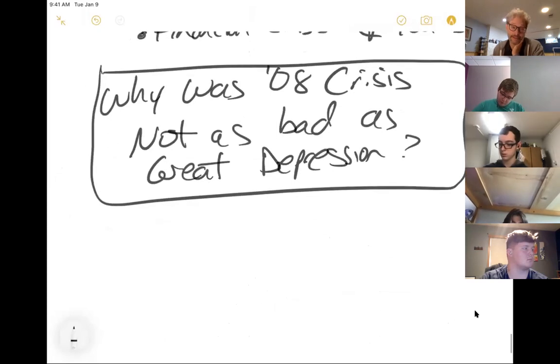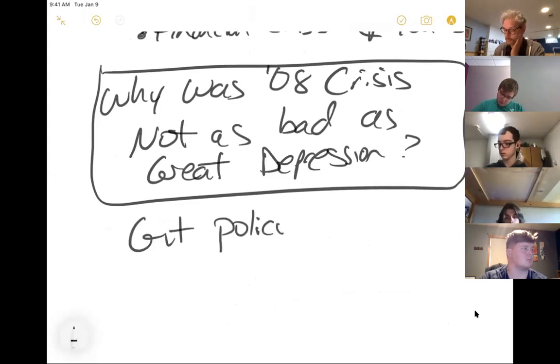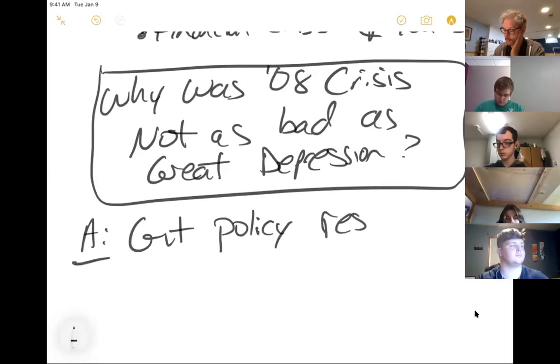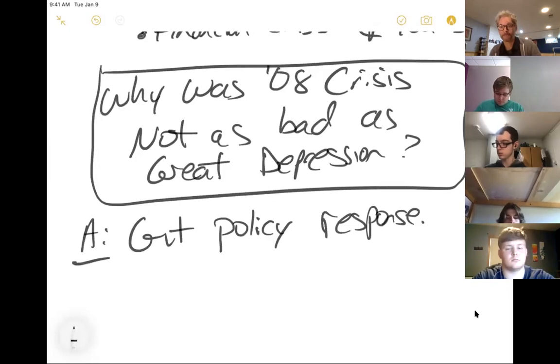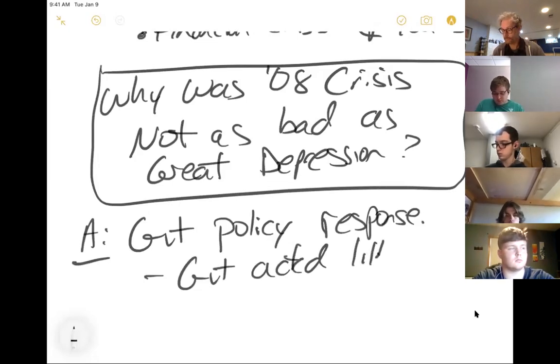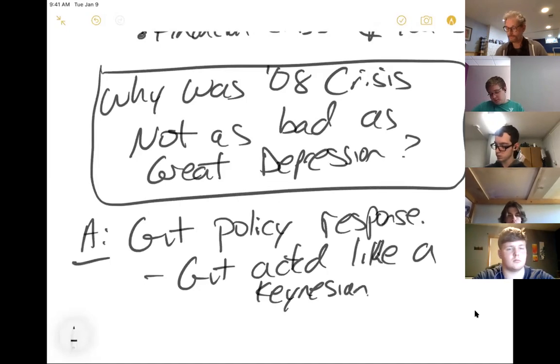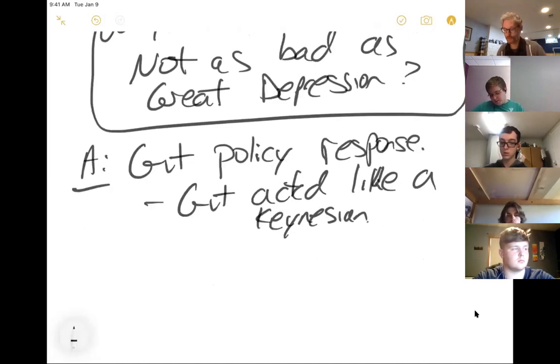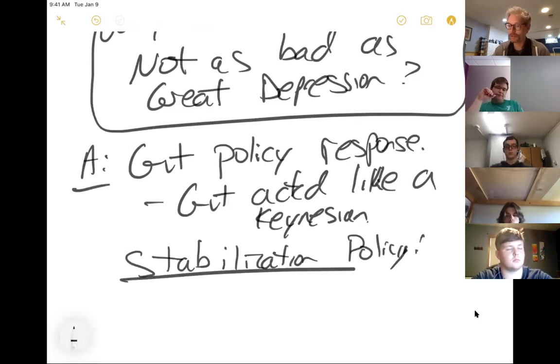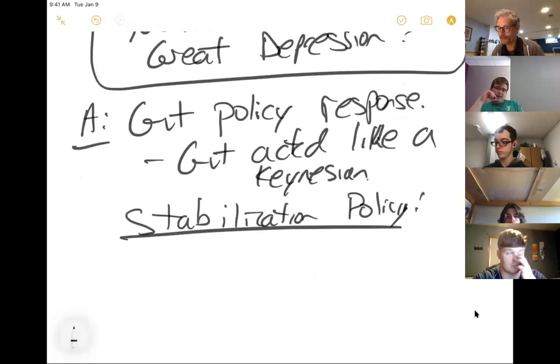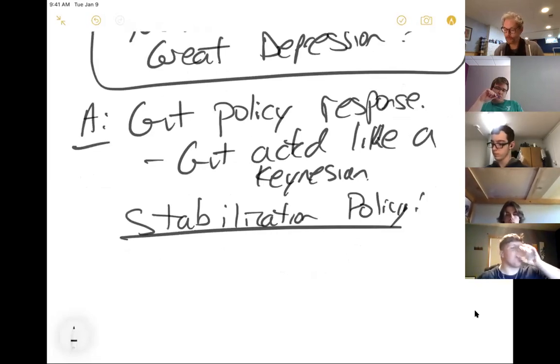Well, I think economists in general have a pretty simple response to that. The government's policy response. Basically, the government acted like a Keynesian. It followed the prescription that Keynes would have suggested. It engaged in a lot of stabilization policy. And once again, it's not just liberals that are doing this, it tends to be Republicans too. So the 2008 crisis actually started when George Bush, a Republican, was president.